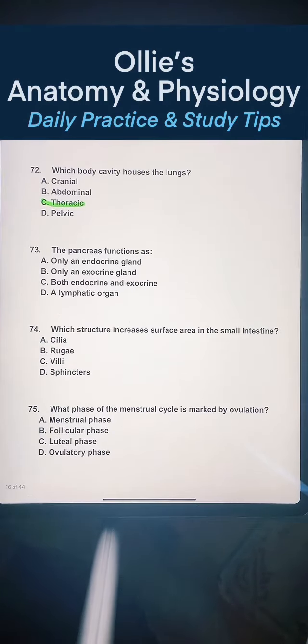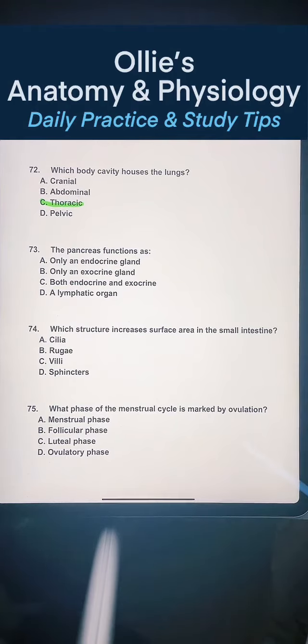73. The pancreas functions as what? What does the pancreas function as? A lot of people get this mixed up. But what does the pancreas function as? Is it exocrine or endocrine or both or a lymphatic organ?